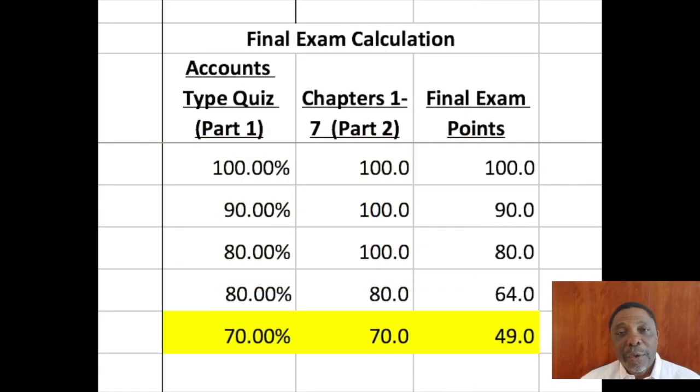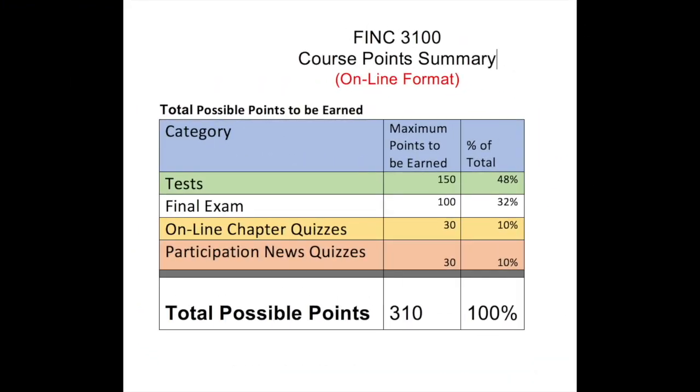Finally, if you earn only 70% for your accounts type quiz part 1 and you earn only 70% for part 2 of the final exam, you will only add 49 additional points to your course total, because 0.7 times 70 is 49 points. So it's important that you try to get as high a score as you possibly can on part 1, the accounts type quiz.